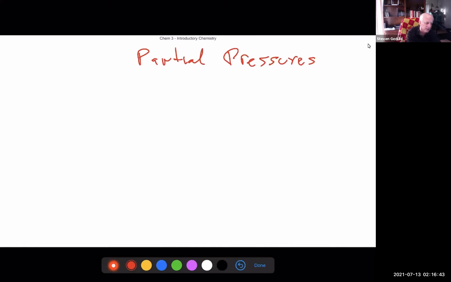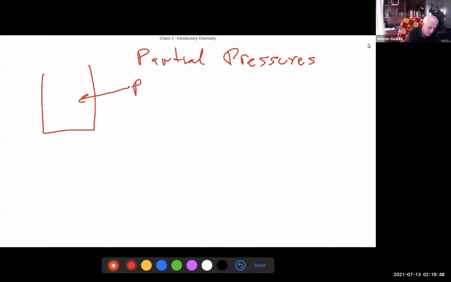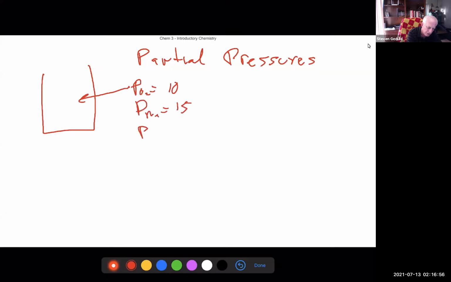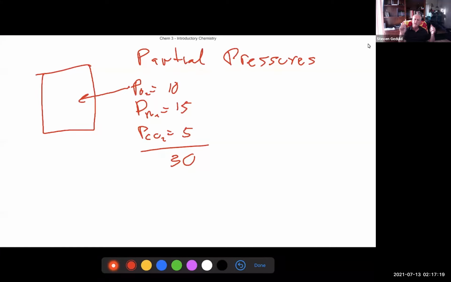So if we have a container, and we put in a partial pressure of oxygen equal to 10, a partial pressure of nitrogen equal to 15, and a partial pressure of carbon dioxide equal to 5, the pressure inside this container is going to be 30. We're just going to add those together. They're all going to exist as if the other gas wasn't present. So oxygen is going to put a force of 10 atmospheres, nitrogen 15, and carbon dioxide a pressure of 5. So the total pressure in the container is as each one is acting independently.